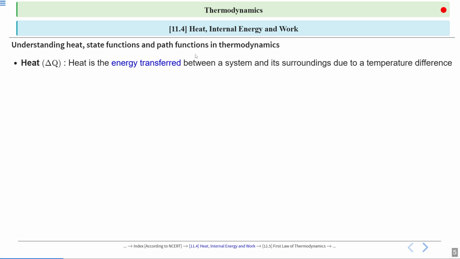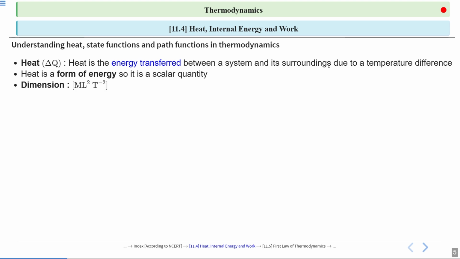Now, let's talk about heat. So, basically, heat is the energy transferred between a system and its surroundings due to a temperature difference between two bodies. Heat is a form of energy, so it is a scalar quantity. It means it has only magnitude. There is no direction.